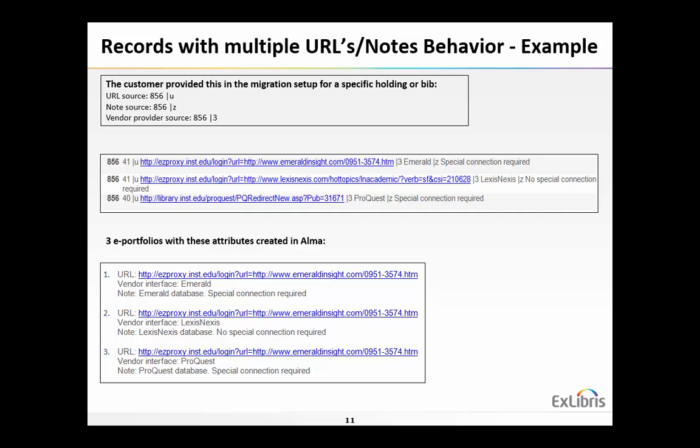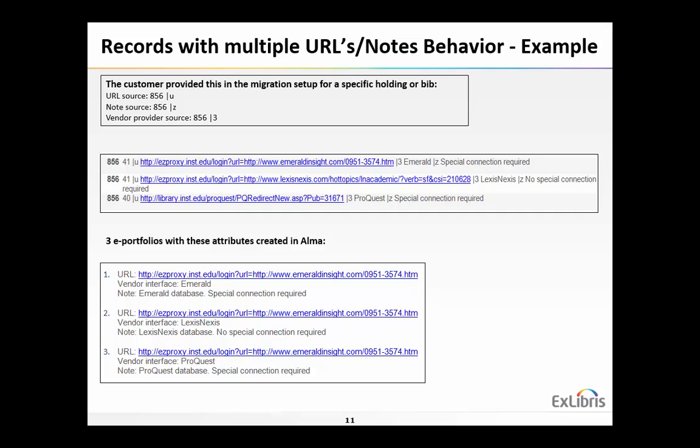Here is an example of such a case where there are multiple URL sources for a record in the originating ILS. In this scenario, the institution has defined the following in the P2E section of the questionnaire tab on the migration form. Their electronic linking information is contained within the 856 subfield U. Their note source is an 856 Z, and the vendor provider source is 856 subfield 3.